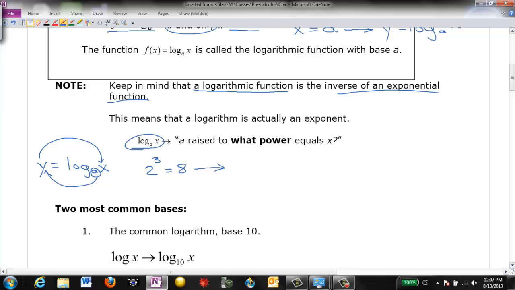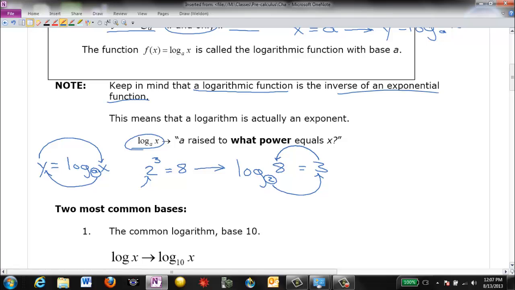Okay, and I'm going to write this. So notice our base is 2. So I'm going to say log base 2 of 8 equals 3. So we say 2 raised to the third power equals 8. And that's essentially what a logarithm is. So you can see the equivalency between those two statements.